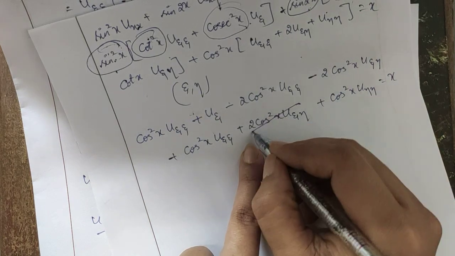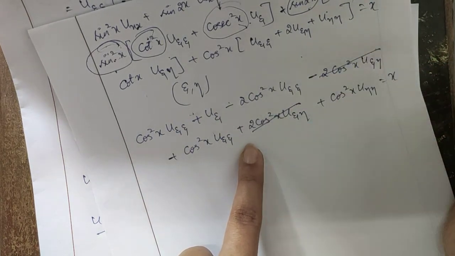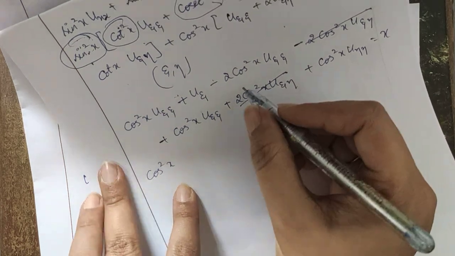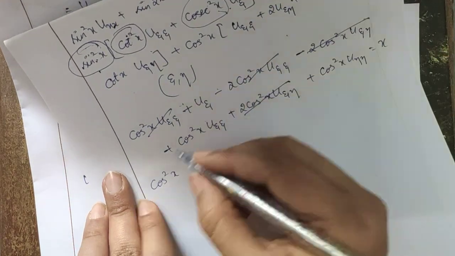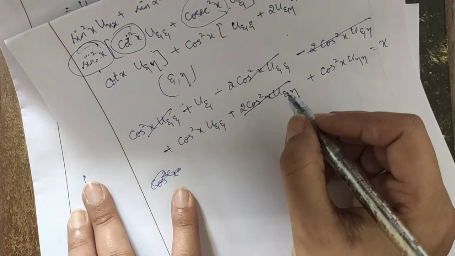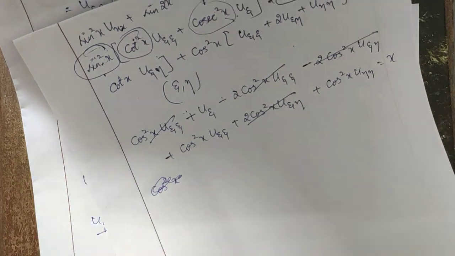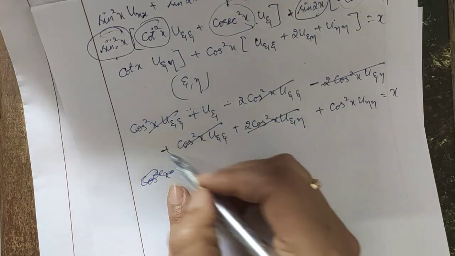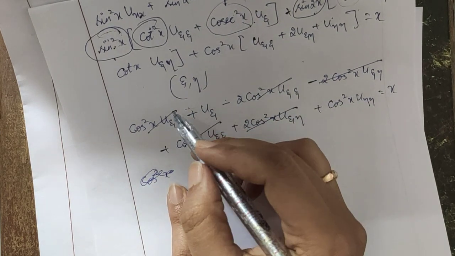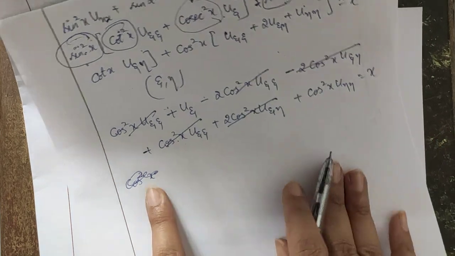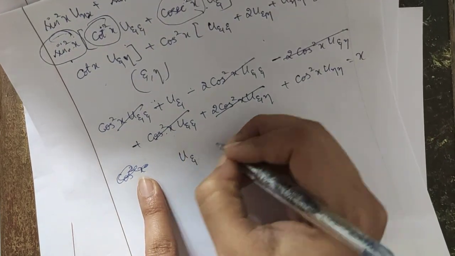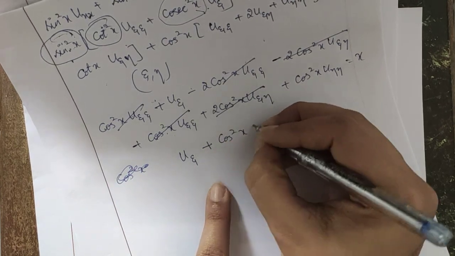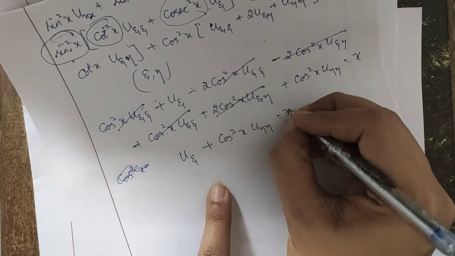So this 2 cos square x u xi eta gets cancelled with this term. Finally you will get cos square x and these two terms get cancelled, right? Because here I have minus 2, this is plus 1 gives you plus 2. These two terms get cancelled with this term. So finally you will get u xi plus cos square x u eta is equal to x.